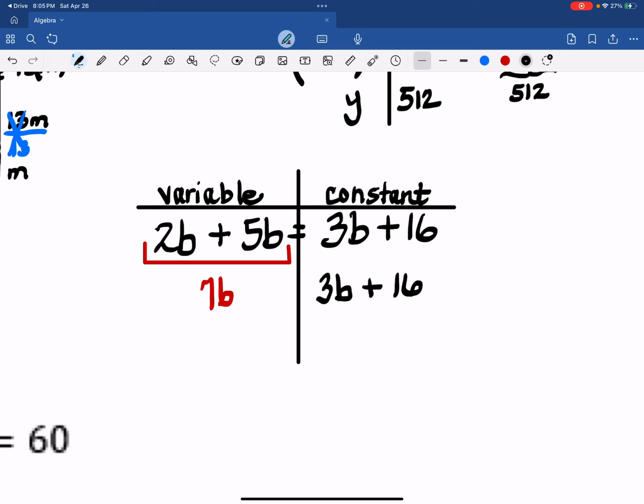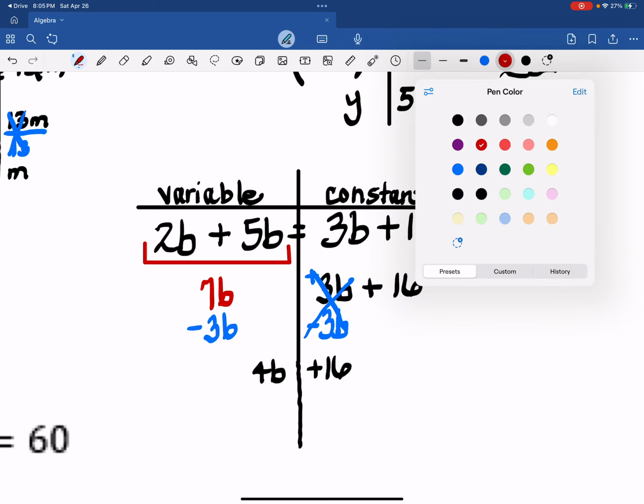So to do that, I'm going to subtract it from this side. If I don't see a sign, it's positive automatically. So I minus it there. I do exactly the same thing over here, and I cancel right here. So we've got everybody on the right team. We just need to finish this problem. 7 minus 3 is 4 b's. And over here, I have a positive 16.